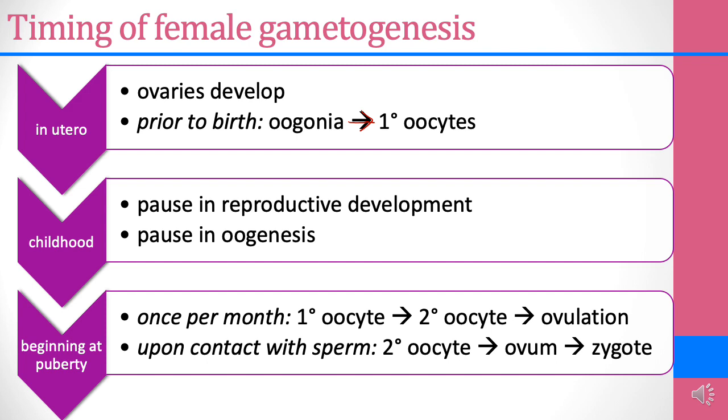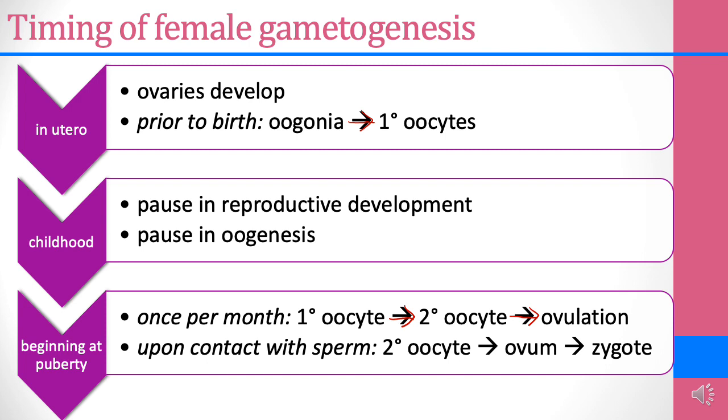Again, during childhood, that first 10 to 12 years of life, there's a pause in reproductive development, and so there's a similar pause in oogenesis. All of these primary oocytes are still there, but they're not doing anything. Beginning at puberty, which again we used to place at about 12 for girls, but it seems to be getting younger as well, once per month, a primary oocyte is activated to become a secondary oocyte, and that secondary oocyte is ejected from the ovary through the process called ovulation.